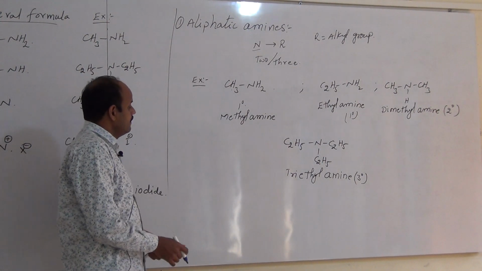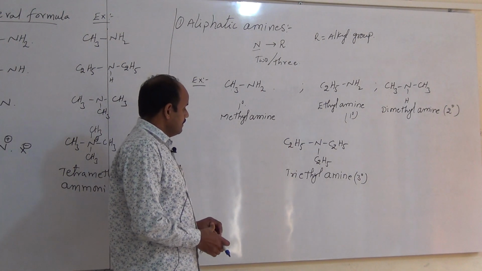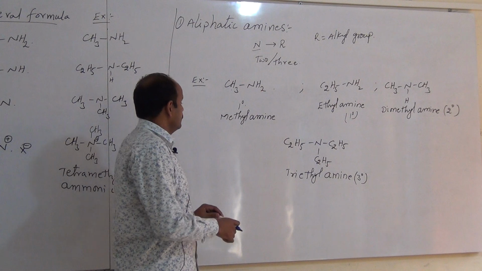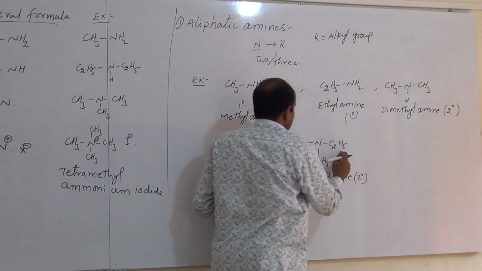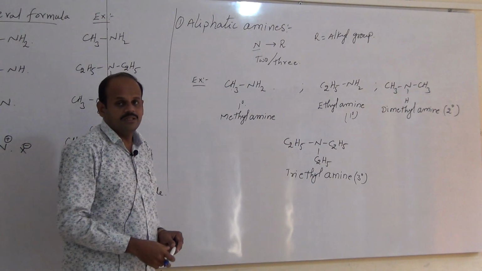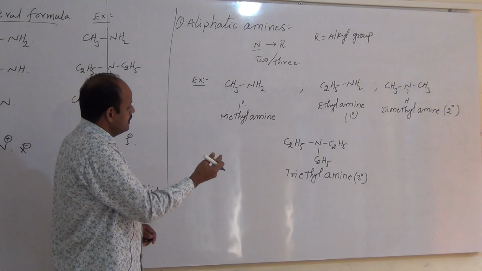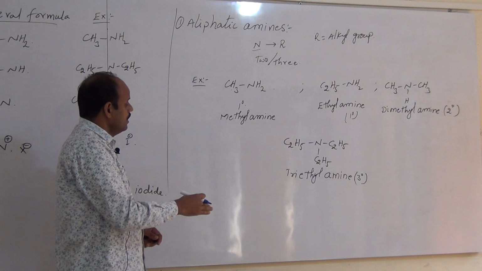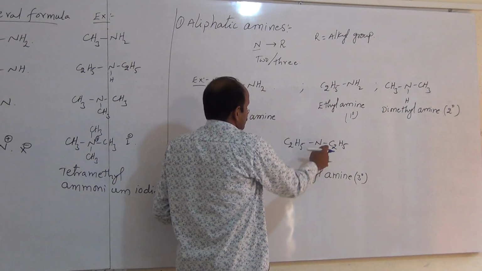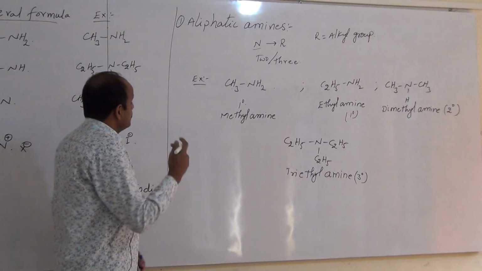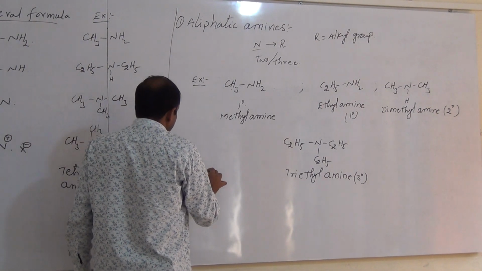Thus aliphatic amines can be defined as the compounds in which the nitrogen atom is attached to 1 alkyl or 2 alkyl groups or 3 alkyl groups, either primary or secondary or tertiary. But in all these compounds, the nitrogen is attached to alkyl groups only. Such amines are called aliphatic amines. The second type is aromatic amines.